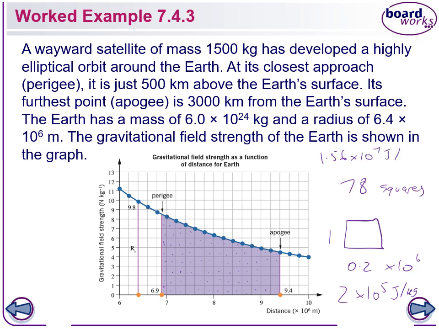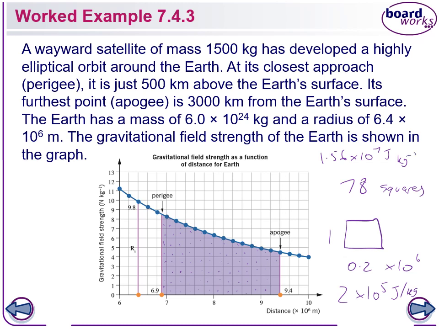Joules per kilogram. How did you get 0.02 times 10 to the 5? So the area of that graph, it's 1 times 0.2 times 10 to the 6, which is just 2 times. Yeah, so I've just shifted the, yeah. Okay, so it's joules per kilogram.